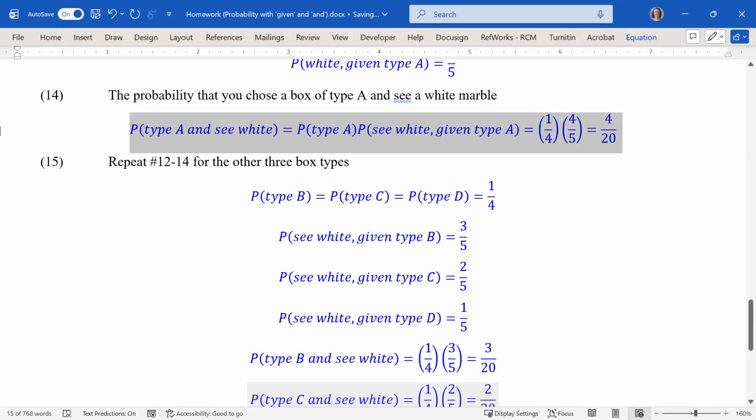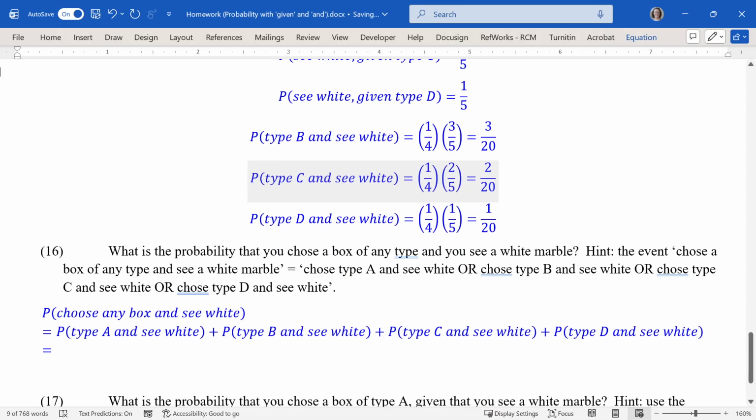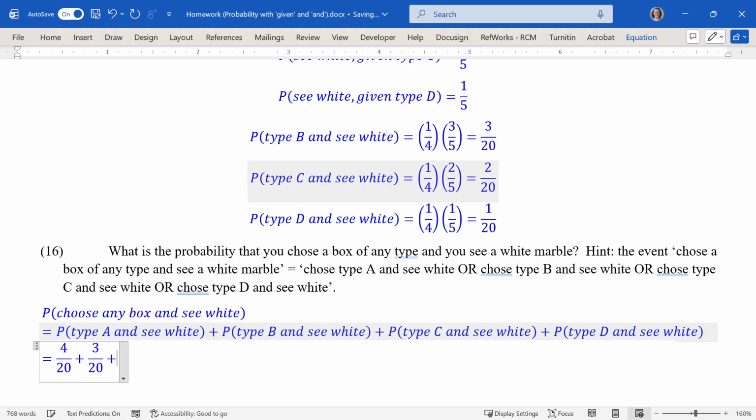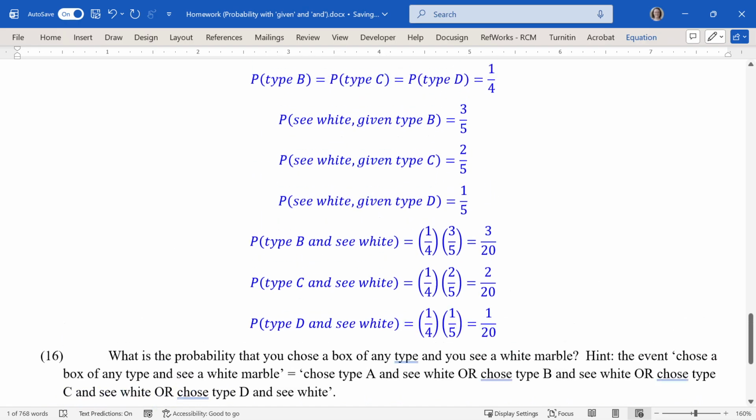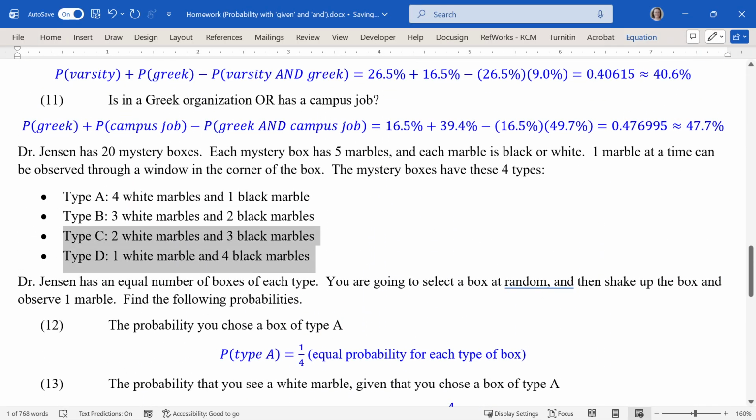All right, and we have these 4 probabilities because we calculated them up here. So the very first one was number 14, and that was 4 out of 20, and then the other 3 are 3 out of 20, 2 out of 20, and 1 out of 20. Okay, so this is 4 out of 20 plus 3 out of 20. This is why I wanted to keep them all out of 20, so I can add them up on this step with the common denominator. Let's see, 4 plus 3 is 7, plus 2 is 9, plus 1 is 10. So actually 1/2. That's interesting. The probability of choosing any box and seeing white is exactly 1/2. So if you think about it, this should make sense because when you look at how many white and black marbles there are total, I have 5 boxes of each type.